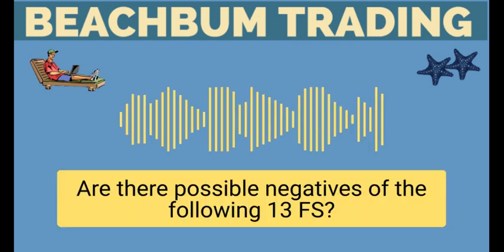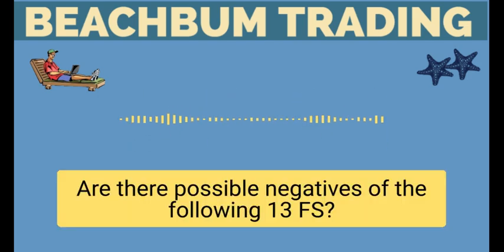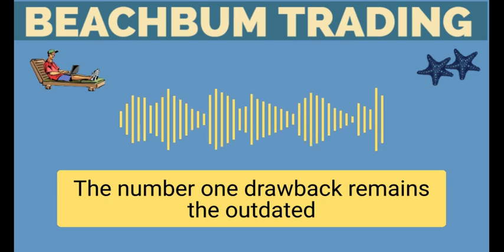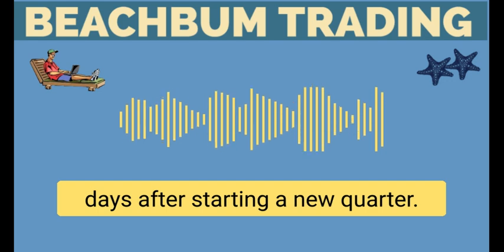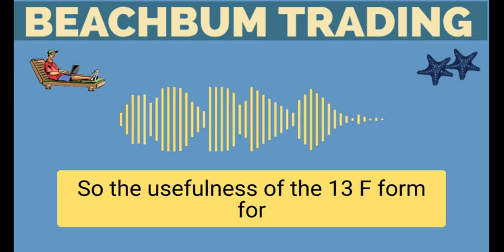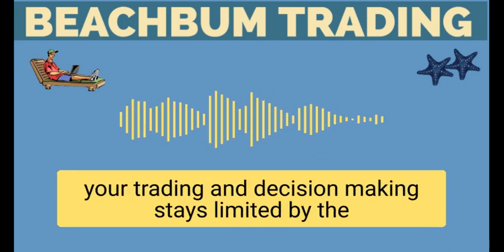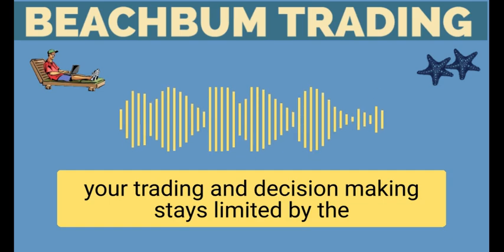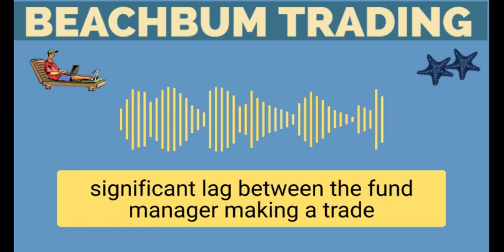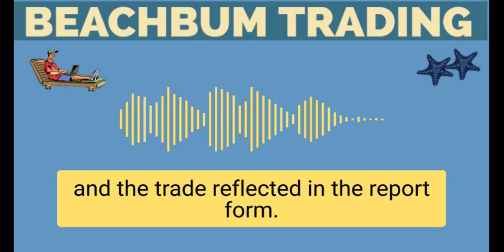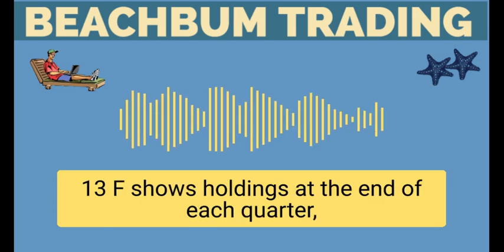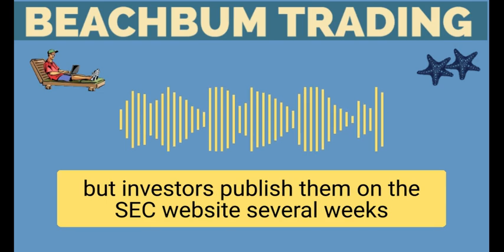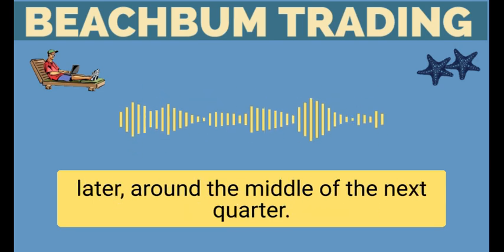Are there possible negatives of following 13Fs? The number one drawback remains the outdated information, because all 13Fs file 45 days after the end of a quarter. So the usefulness of the 13F form for your trading and decision-making stays limited by the significant lag between the fund manager making a trade and the trade being reflected in the report. Form 13F shows holdings at the end of each quarter, but investors publish them on the SEC website several weeks later, around the middle of the next quarter.